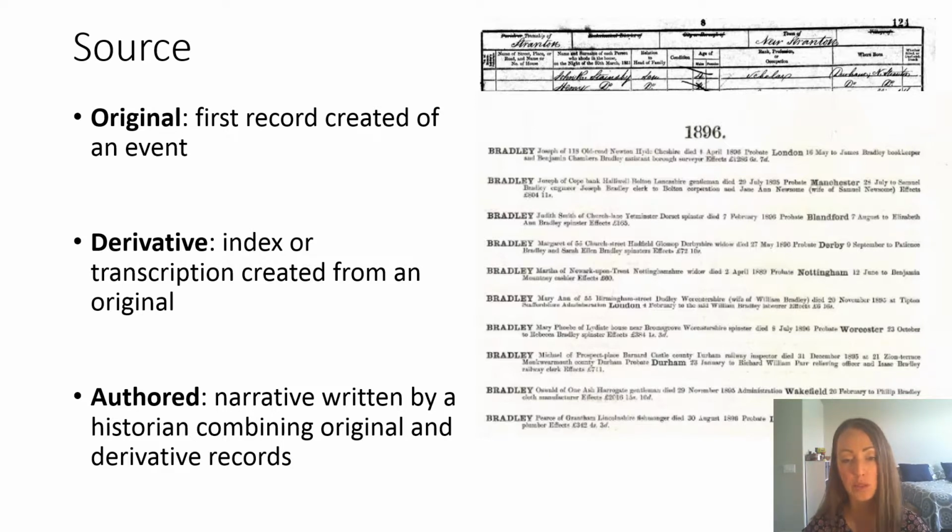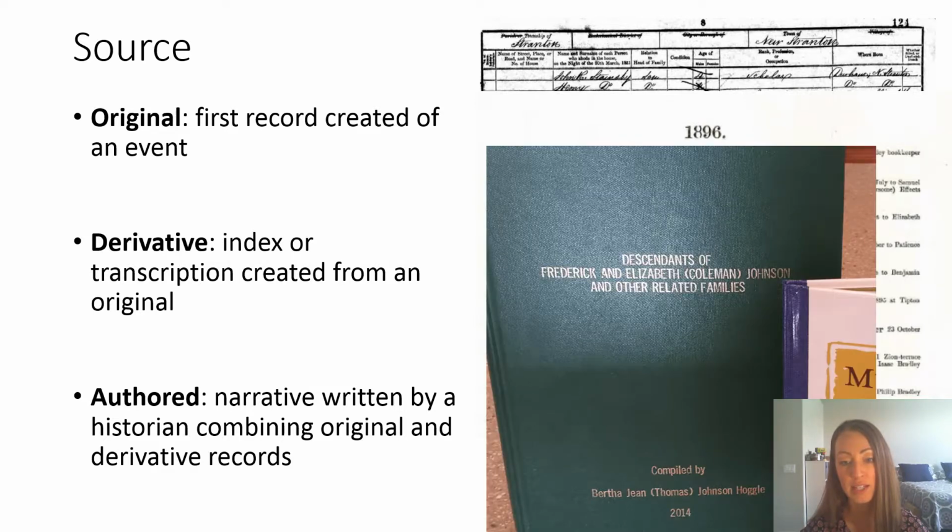If you only use this derivative, you're missing out on some of the information that you can receive by looking at the original will. So you can see how original records are better than derivative records. And lastly, here's an example of an authored narrative. If the authored narrative includes good source citations and uses original records, then it can be a very high quality source. But you would still want to check the original record that the author references to make sure that you agree with his or her conclusions.